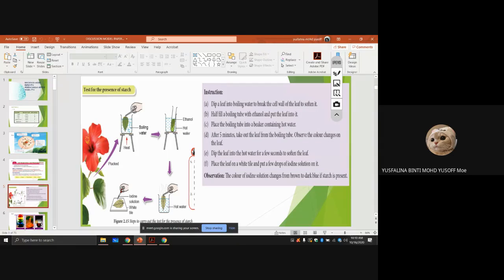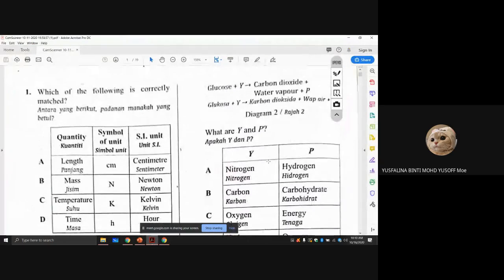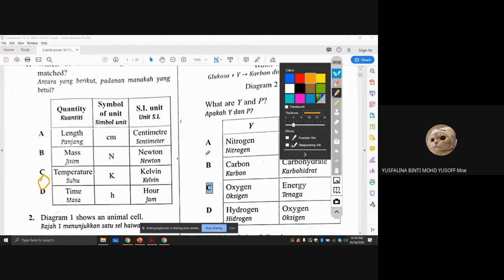All right, the next one is, so this one the answer is C. So the answer is C here.